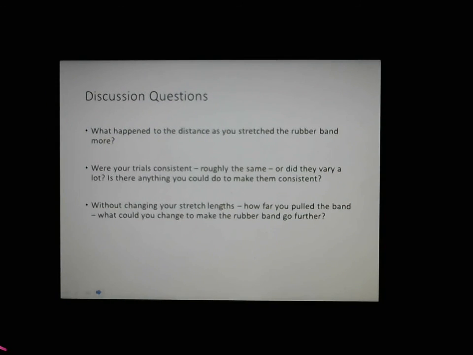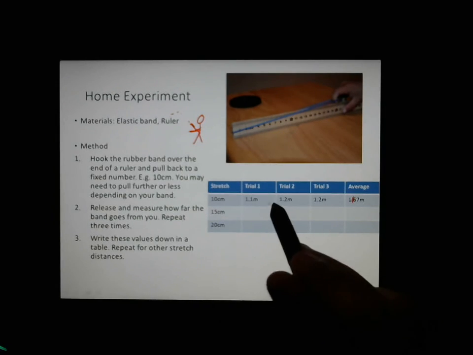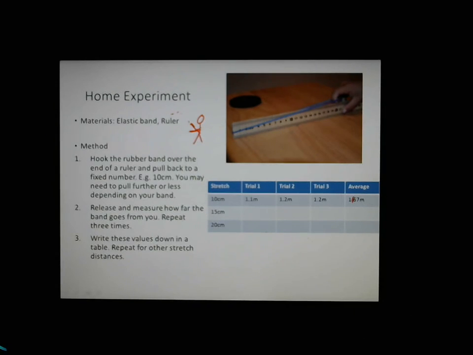What happened to the distance, how far it went, as you stretched the rubber band more? Were your trials consistent? And remember, consistent means, did you try to make them the same as possible, or did they vary a lot? If I go back to here, these are roughly consistent. I mean, 1.1 and 1.2 are a little bit different, but I'm dealing with a rubber band being shot through the air. Okay, it's not going to be ideal every time.